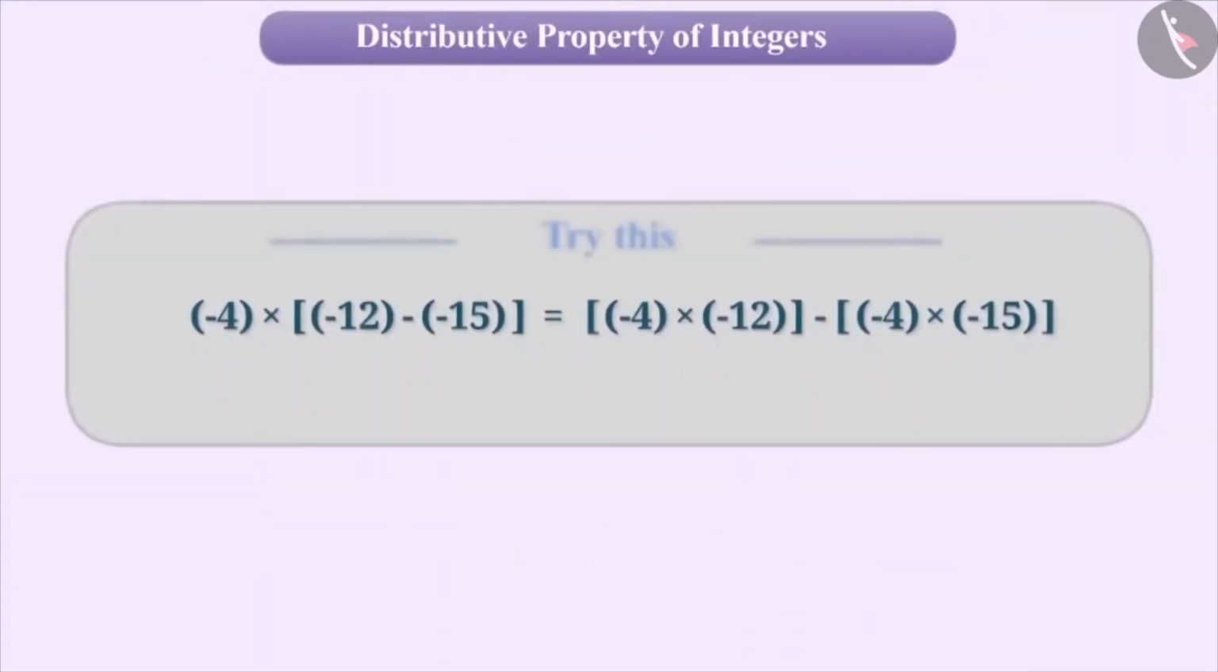Try and solve the given question. Is minus 4 multiplied by minus 12 minus minus 15 equal to minus 4 multiplied by minus 12 minus minus 4 multiplied by minus 15?